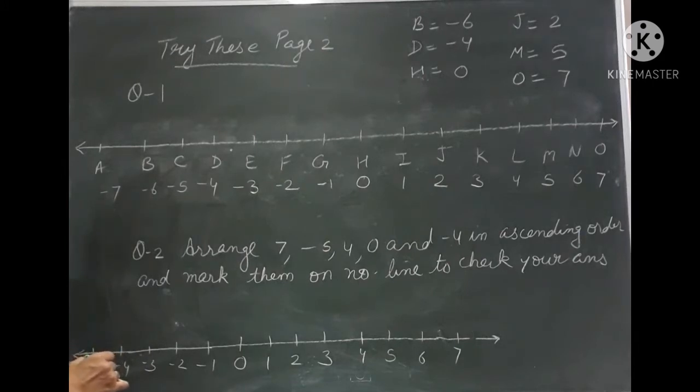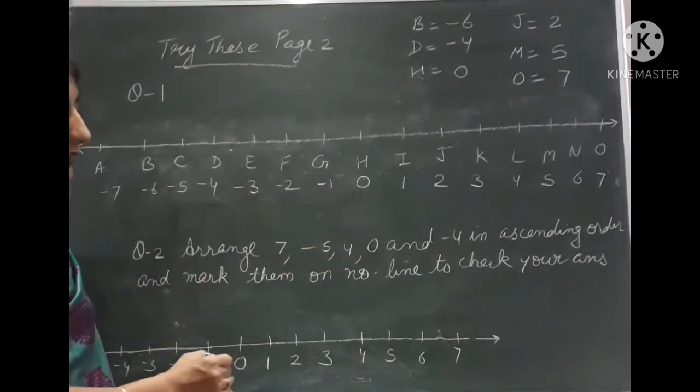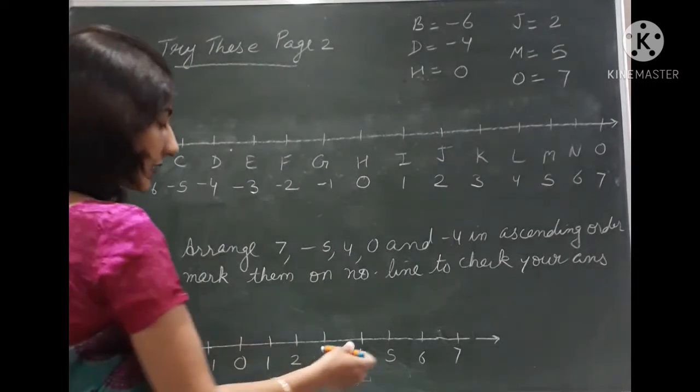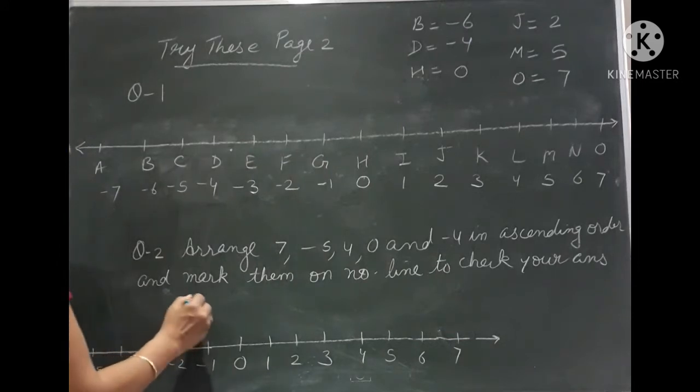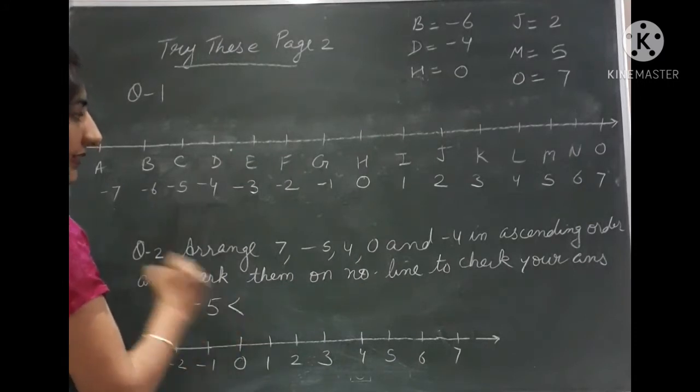Now arrange in ascending order. Ascending order means smaller to bigger. I told you as we move on the left, the value decreases. So the smallest value will be here on the extreme left, that is minus 5. So you will write minus 5 is less than.